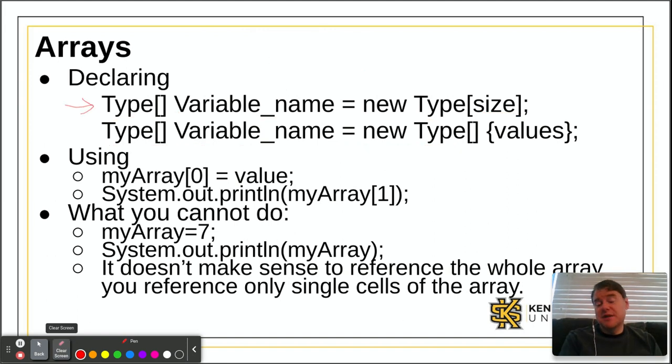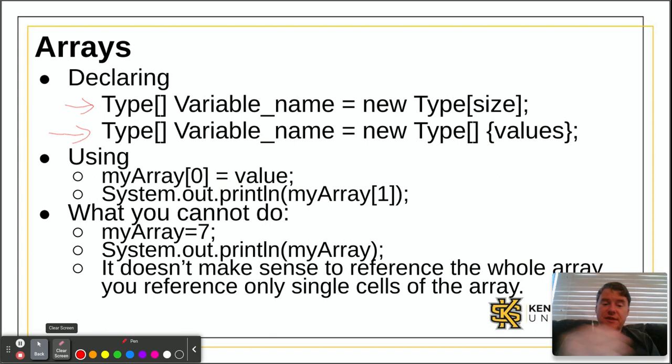The first type that I've showed you doesn't initialize it, it just creates the array, and then it's up to you to do something to put all the values into all the cells. The second declaration type that I'm listing here actually sets all of the cell values for you. It's more akin to the int x equals 7 example than the just int x.